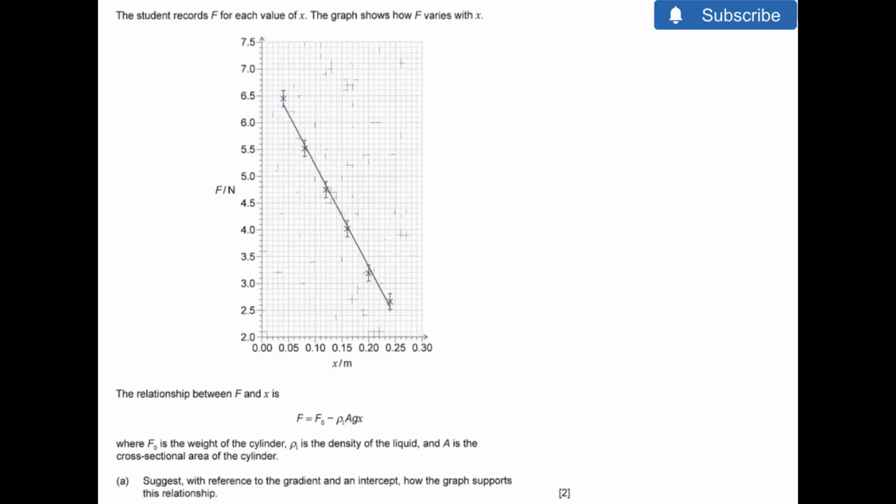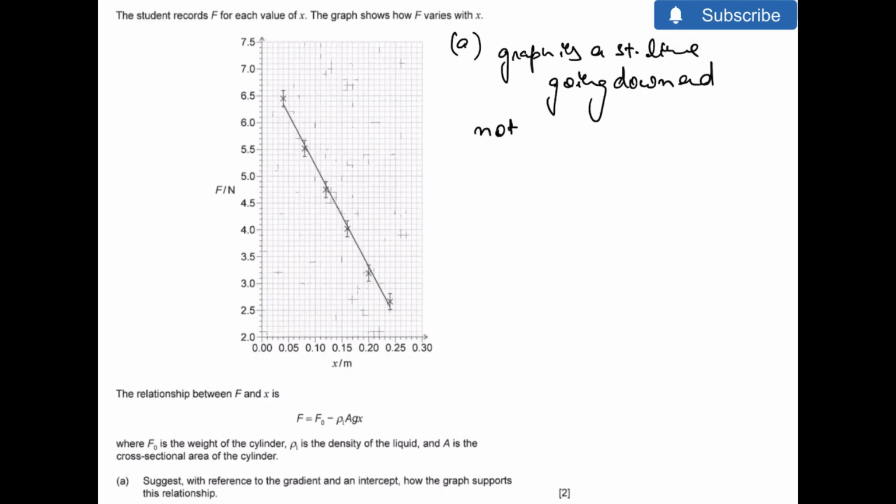Now in question number 1 we have to suggest, with reference to the gradient and intercept, how this graph supports this relationship. We can see that in the first case the graph is a straight line, it is going down, and it is not passing through the origin.